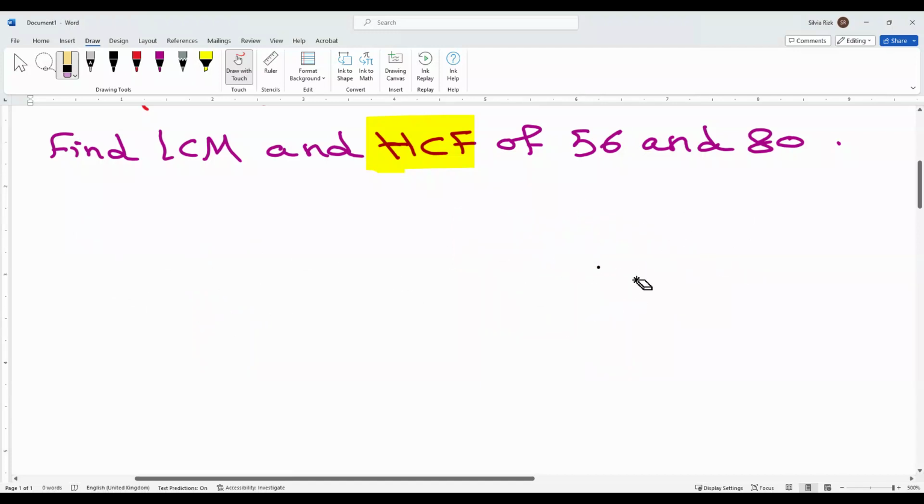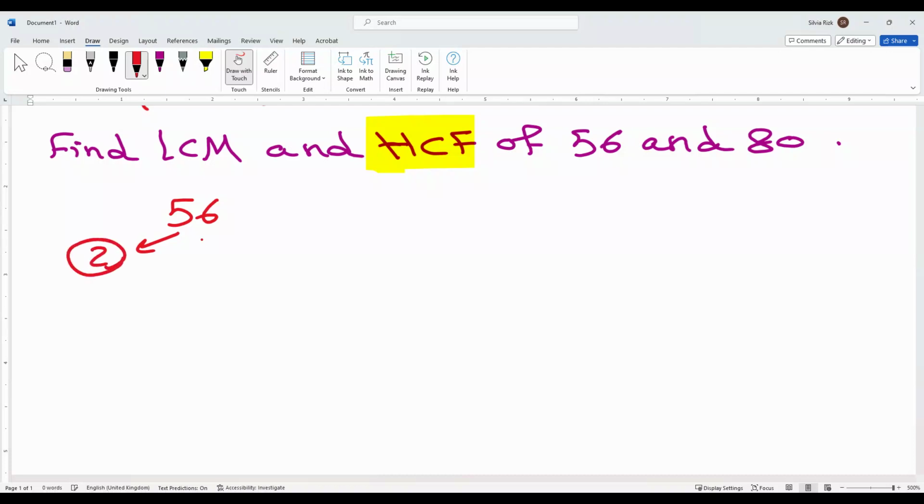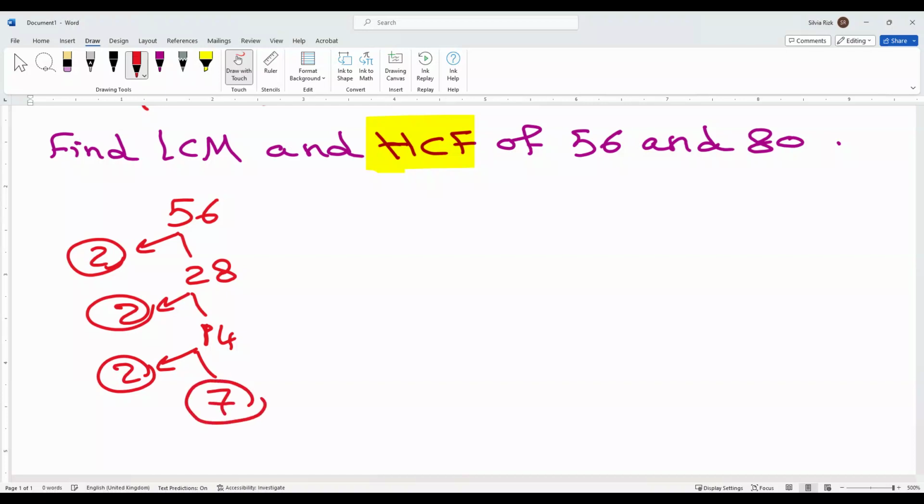So I'll do it using a Venn diagram. Let me explain how. I'll start in an easy way. 56, this is divided by 2, which is 28. It's an even number. I'll divide it by 2, which is 14. It's an even number, so I'll divide it by another 2, which will give me 7. Cannot do anything with the 7. It's the one and only 7.